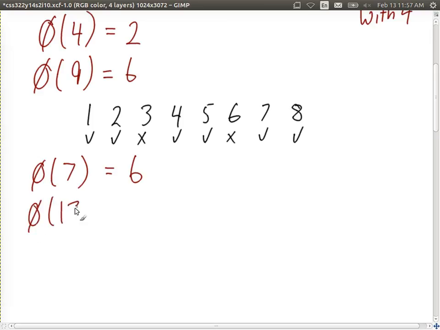The totient of 13 is 12. 13 is prime. Therefore, the numbers 1 up until 12, 12 numbers, are relatively prime with 13. The totient of a prime p is quite simply p minus 1. So if the number is prime, then it's easy. If it's not prime, if it's composite, then we need some way to calculate the totient. And again, it turns out when we have a very large composite number, not prime, calculating the totient of that is very hard. It takes a lot of time.